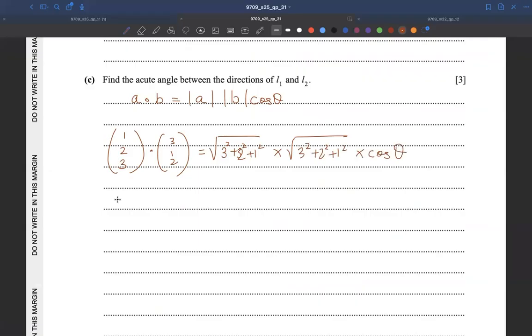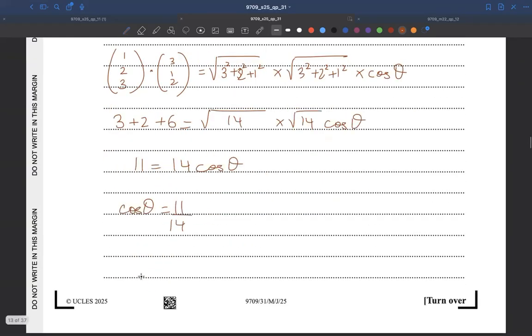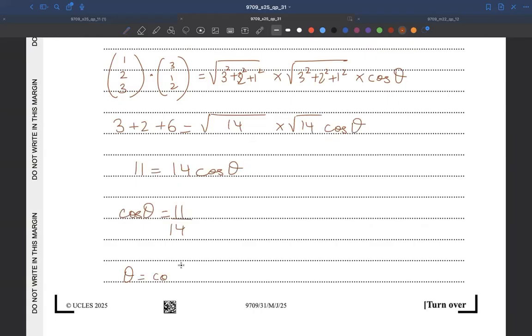So this will become 3 plus 2 plus 6 equals to, and this is root of 9 plus 4, 13 plus 1, 14. So root 14 into root 14 cos of theta. So this will be 3 plus 2, 5. 5 plus 6 is 11 equals to root 14 into root 14, which would be 14 cos theta. And finally, we'll get cos theta equals to 11 upon 14. So theta would be equals to cos inverse of 11 upon 14.